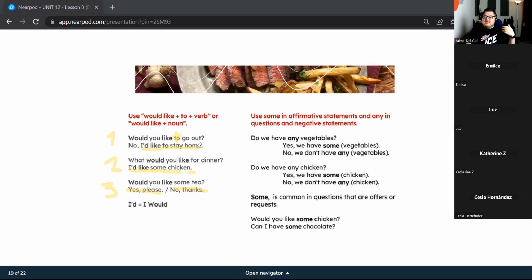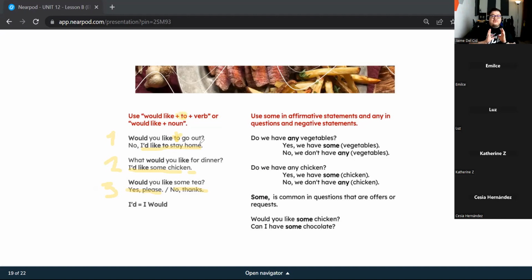Entonces, si alguna vez ustedes quieren hacer una invitación o quieren conocer la preferencia de alguien para hacer una actividad, por ejemplo, jugar, ¿verdad? Would you like to play soccer? Would you like to play video games? Would you like to go shopping? Todas estas actividades de las que hablé, would you like to, ¿verdad? Necesitamos el to para poder conectarlo al verbo.